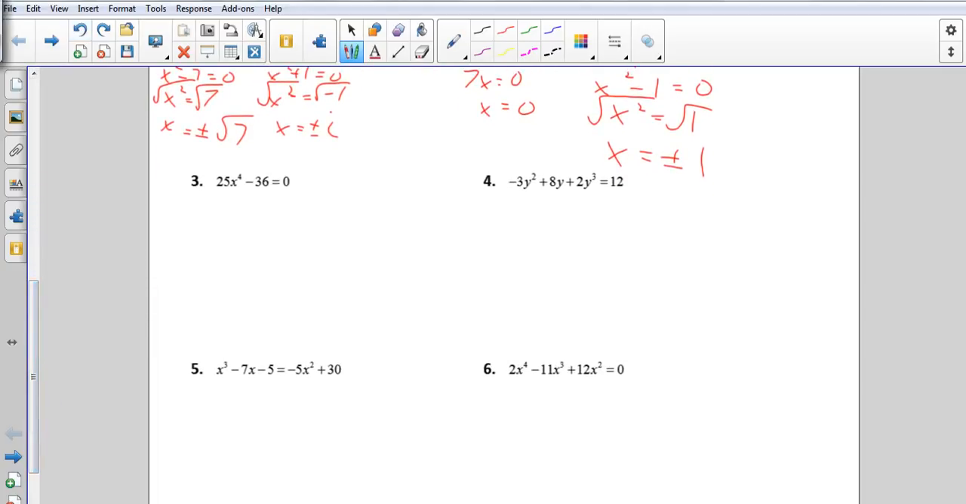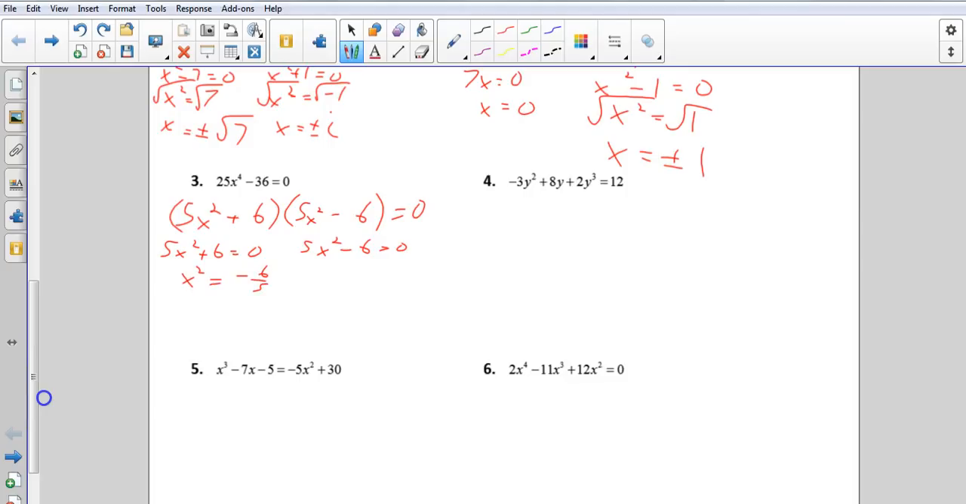Now when you move on to number 3, hopefully you recognize that these are all perfect squares. Therefore, since it's subtraction, it's a difference of 2 squares. So now we just take the square root of 25, the square root of x to the 4th, divide the exponent by 2, the square root of 36, one plus, one minus. Now we solve. 5x squared plus 6 equals 0, and 5x squared minus 6 equals 0. To save space, I'm going to subtract 6 and divide by 5. And I'm going to add 6 and divide by 5.